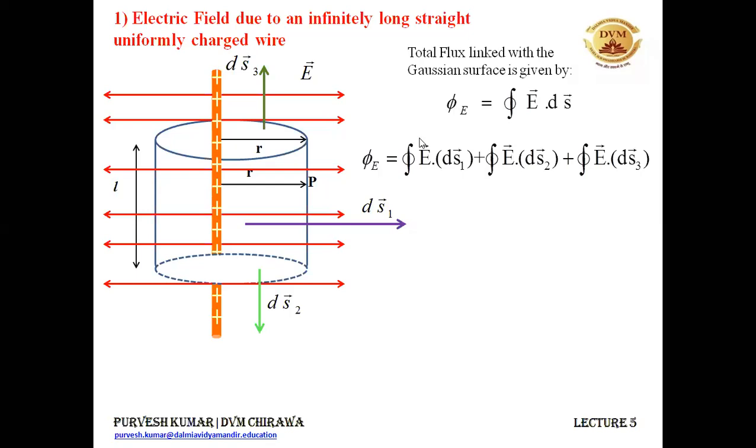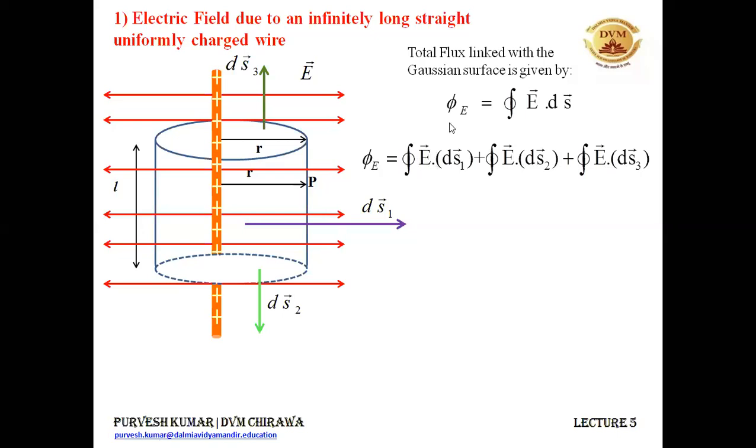And now the total flux linked with the Gaussian surface can be obtained by finding the flux linked by each of the individual surfaces and then adding them up. So I've just added them up: E dot ds1 plus E dot ds2 plus E dot ds3. Now, when you open up the dot product, A dot B is equal to AB cos theta. So E dot ds1 will be E ds1 cos theta. Similarly, E dot ds2 will be E ds2 cos theta, and E dot ds3 will be E ds3 cos theta. All right. So I can write it like this.